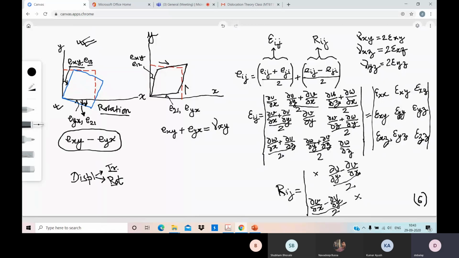So if you consider the total angular change on a particular plane, xy or xz or zy, you will find rotation. When there is a rotation, the total angular change on the plane will be one positive component minus another negative component. Exy minus Eyx is your total angular change on that plane.